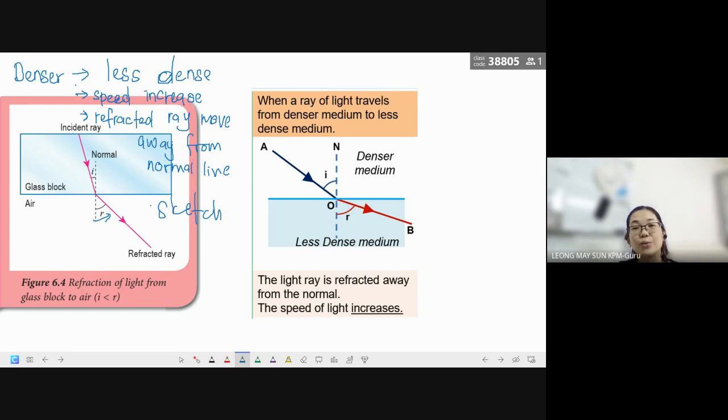If the question asks you to draw, then only you need to identify the angle, or if they ask you to calculate it. Normally, we don't measure exactly how much the angle is. We just move the ruler away from the normal line to indicate that it's moving from a denser to a less dense region. Okay, so that is the concept of refraction of light between densities.